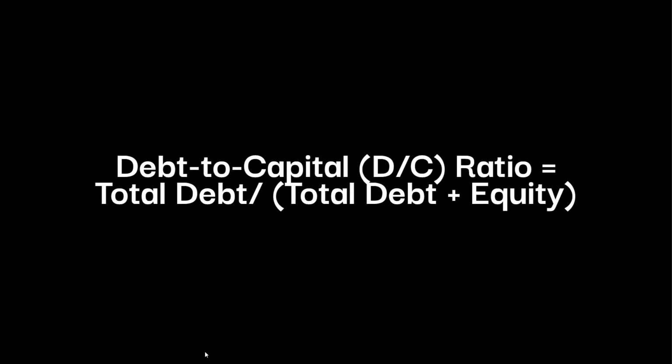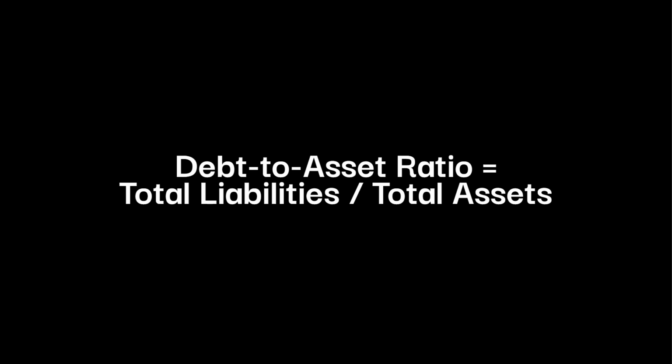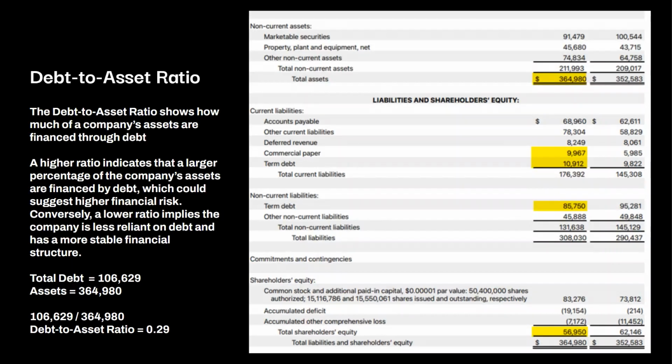Debt to capital ratio, DC, right? Total debt divided by total debt plus equity. So we already have total debt from the previous slide, right? 106,629. Our equity we also had from 56,950. You run the formula 106,629 divided by 106,629 plus 56,950, you get 0.65. And the debt to capital ratio shows you how much of a company's funding comes from borrowing compared to funding from owners or investors.